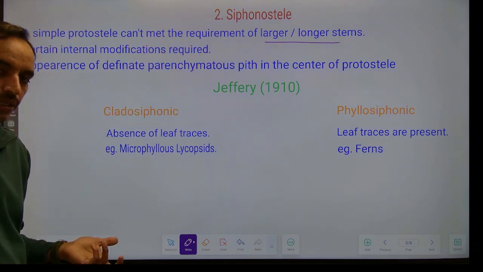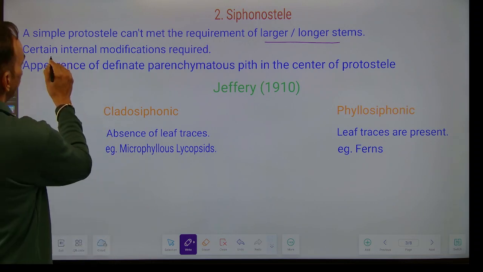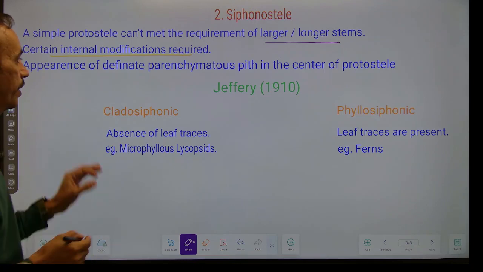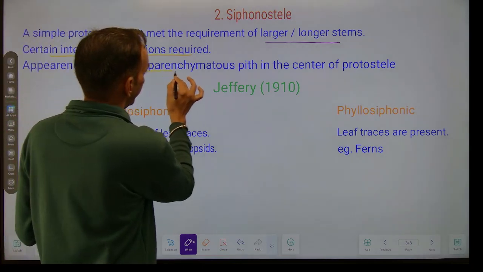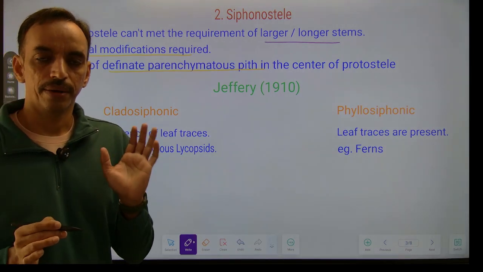What is the difference between the protostele and siphonostele? As we already stated, there is a certain internal modification and there is a presence of a definite parenchymatous pith in the center of the protostele.